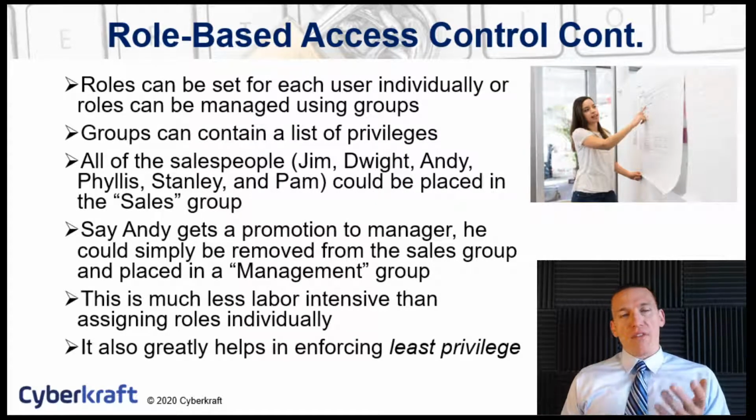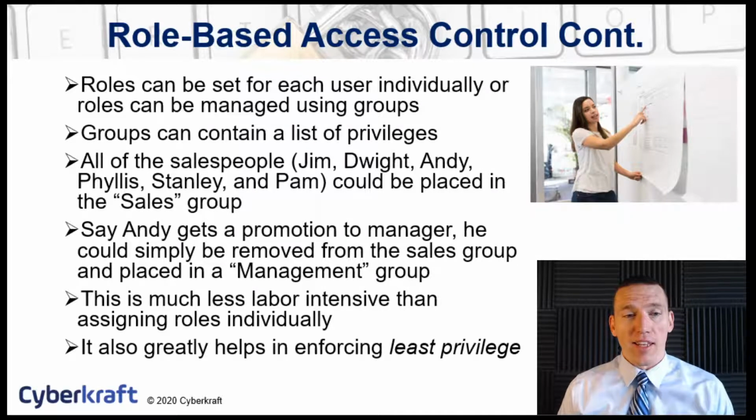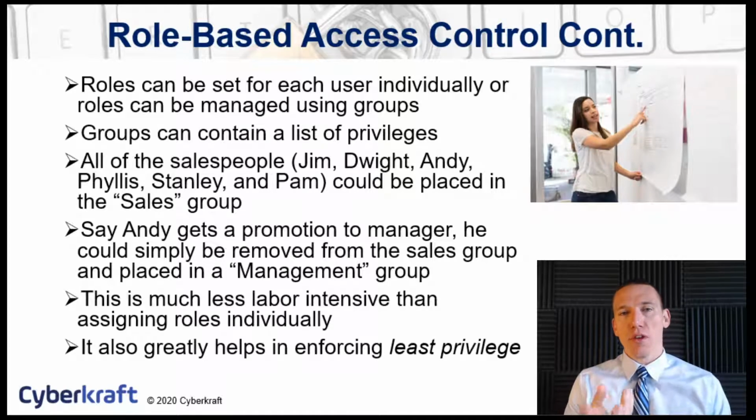So in our example, we have a sales group. So say we have a sales group with several individuals: Jim, Dwight, Andy, Phyllis, Stanley, and Pam. Okay, all those individuals would have similar privileges. They would need access to the same type of resources. So they could be placed in a sales group. You'd manage this group with Windows Group Policy Editor. You would create a group and set the permission levels for that group. You'd set permissions to different files, folders, and network resources.